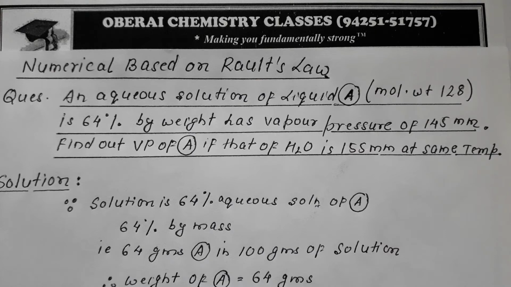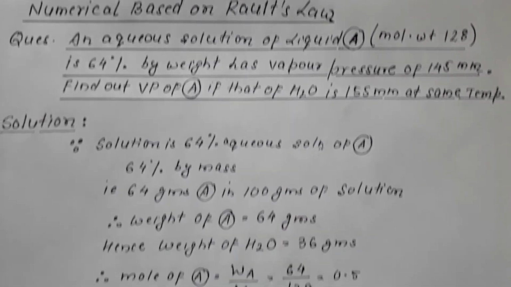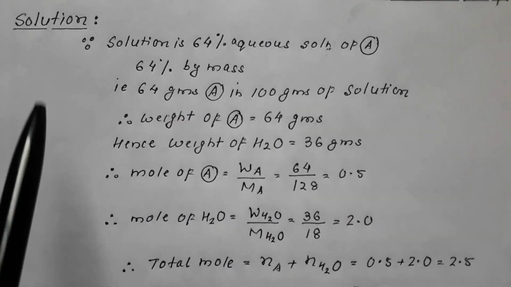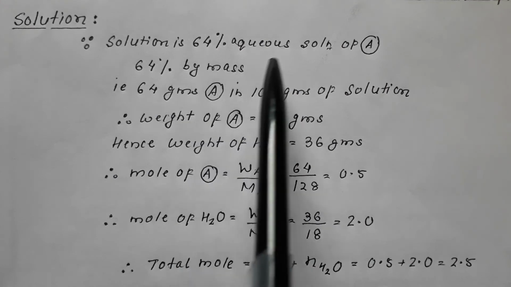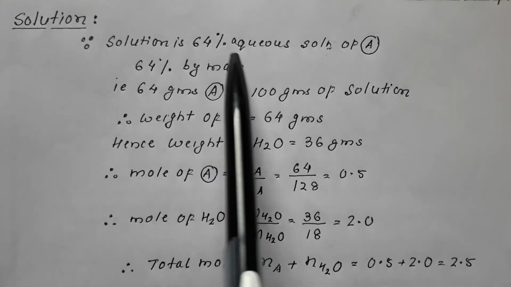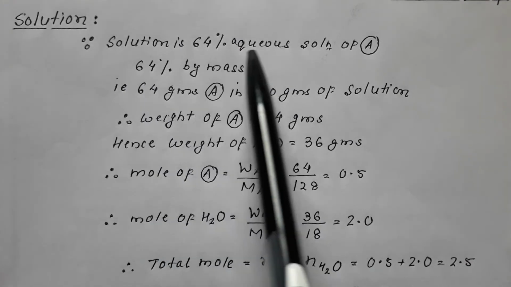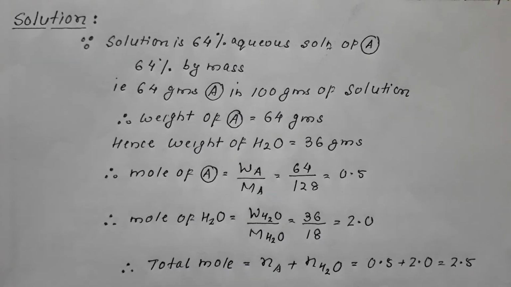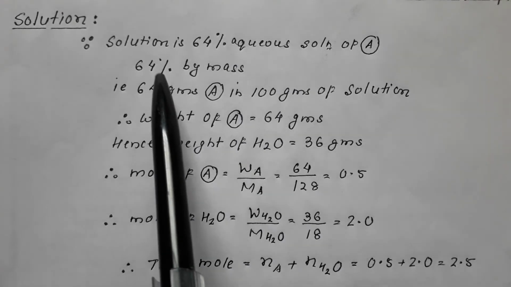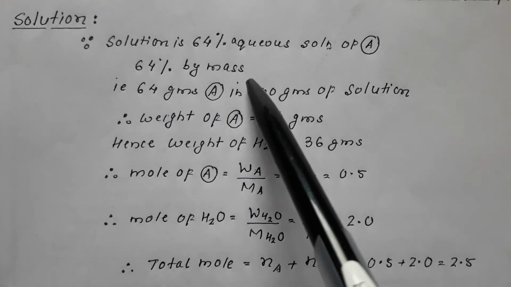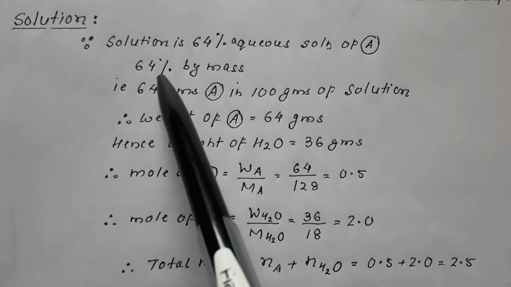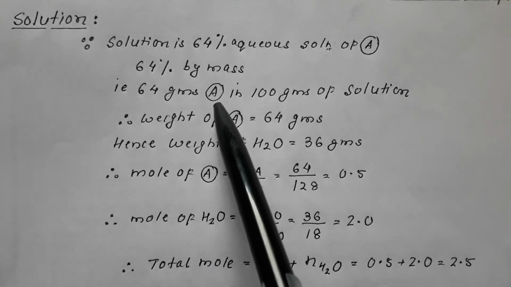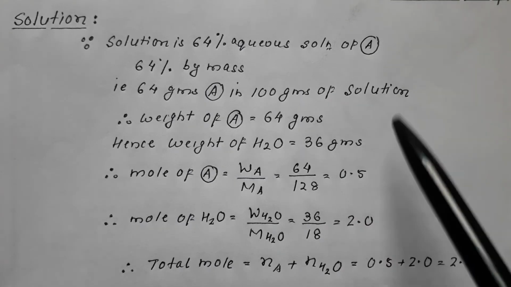So we have been given this value and now we are required to calculate the numerical. Now if we discuss the solution, since it is a 64% aqueous solution of A, it means it is 64% by mass, that is 64 per 100 grams. That is, 64 grams of A is present in 100 grams of solution.